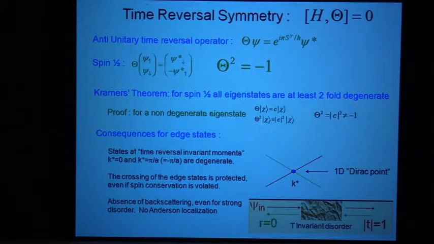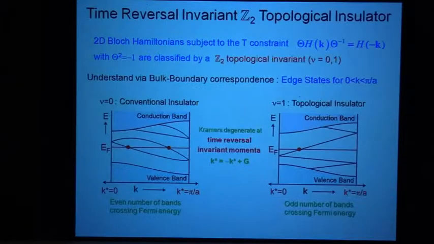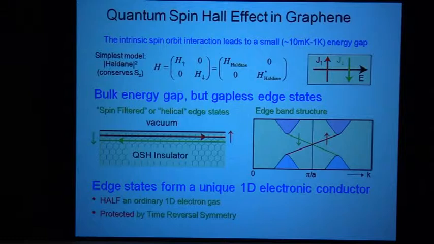So I cannot have a singly degenerate state that was an eigenstate, because then it would have to be its own time reverse. So that's impossible when theta squared is equal to -1. The consequence of this is that for these edge states, notice that they cross each other. When I first learned quantum mechanics, one of the things I learned is that degeneracies never happen by accident.